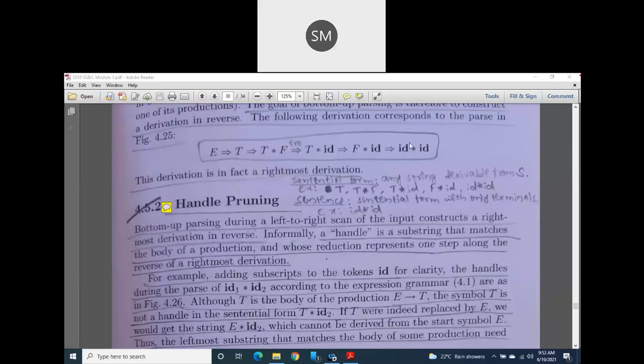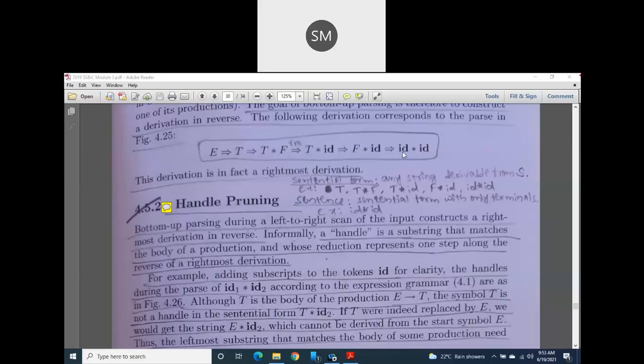If you consider only this first id as your substring, this id is reduced to f in one step of your rightmost derivation, which is a reverse rightmost derivation. I am going from right to left. The entire thing left to right is of course a rightmost derivation. But now I am going from right to left here.